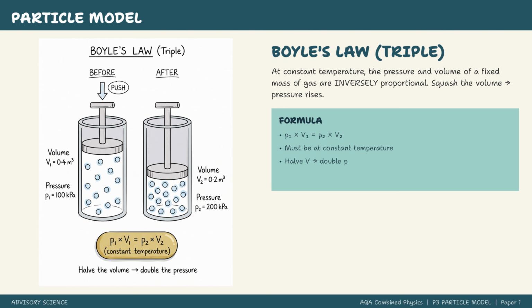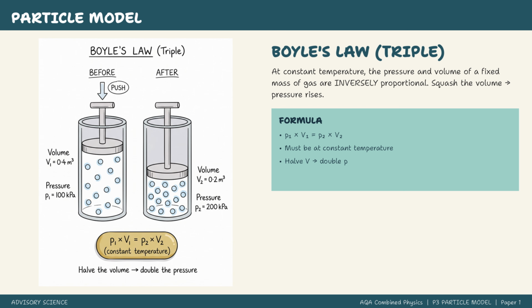For the triple higher tier, you must apply the formula known as Boyle's law. This states that for a fixed mass of a gas at a constant temperature, pressure and volume are inversely proportional, meaning pressure multiplied by volume always equals a constant number. You write this relationship as pressure 1 times volume 1 equals pressure 2 times volume 2.